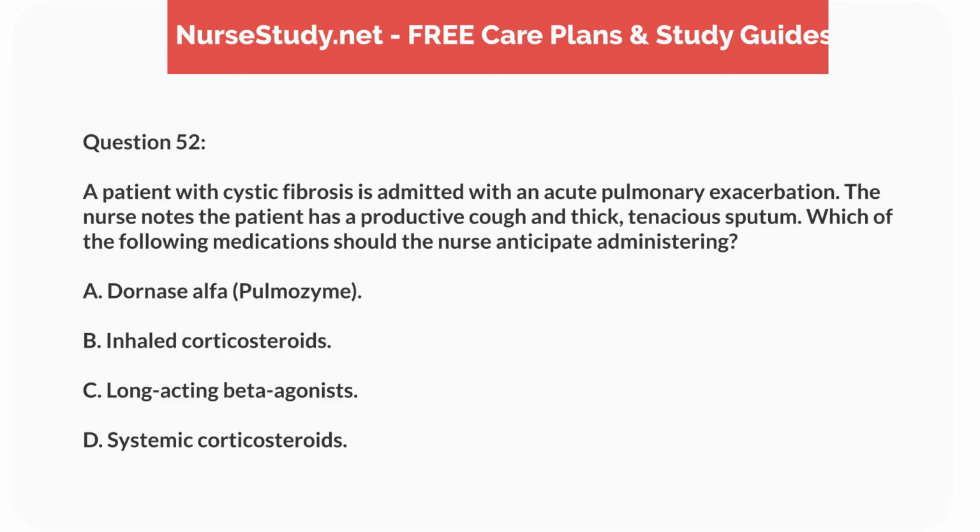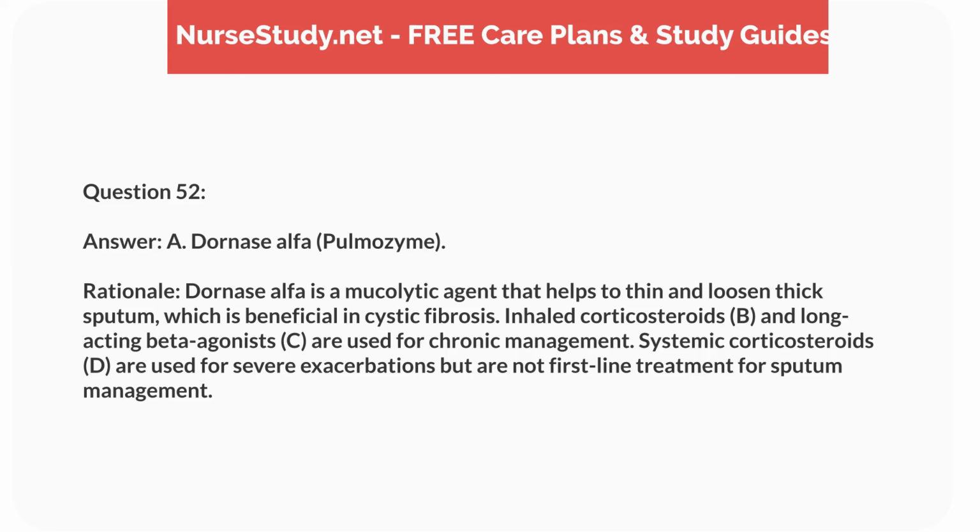Question 52. A patient with cystic fibrosis is admitted with an acute pulmonary exacerbation. The nurse notes the patient has a productive cough and thick, tenacious sputum. Which of the following medications should the nurse anticipate administering? A. Dornase alpha, Pulmozyme. B. Inhaled corticosteroids. C. Long-acting beta agonists. D. Systemic corticosteroids. Answer: A.